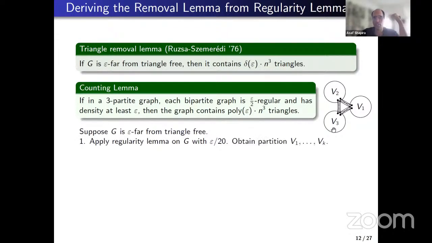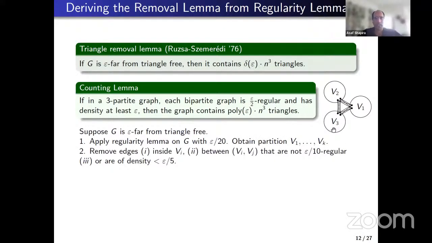We get this partition. Remember, K is bounded by a function of epsilon. Then we do the cleaning process. We remove edges inside the clusters. We remove edges between Vi and Vj if there are few edges between Vi and Vj. And we remove edges between Vi and Vj if Vi and Vj are not epsilon regular. So it's easy to see that by doing so, we remove less than epsilon n squared edges.